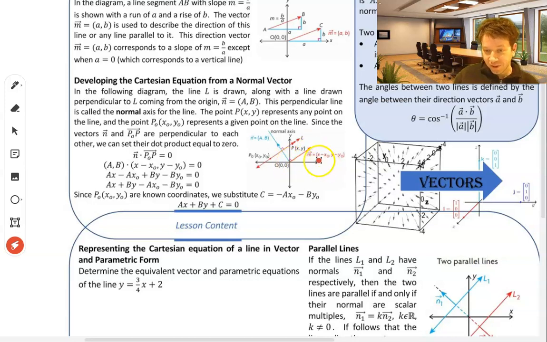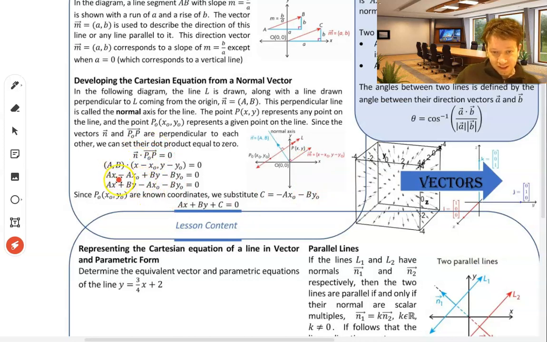The direction vector we can figure out just using our slope equations. So our x-coordinate will be the difference between the x-coordinates in P and P naught, and the y-coordinate will be the difference between the y-coordinates, y and y naught. Now this normal vector, we're just going to give it the coordinates a, b, capital A, B, and that's going to be important for later, so keep an eye out for that.